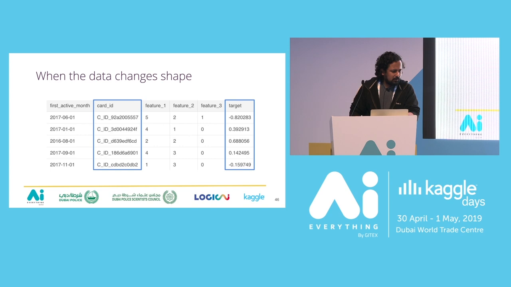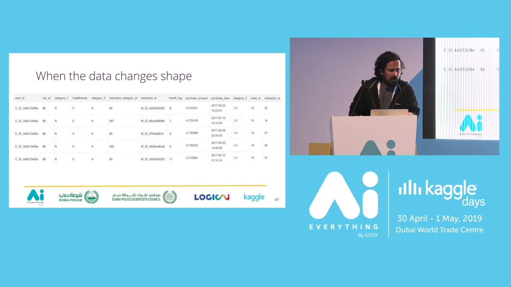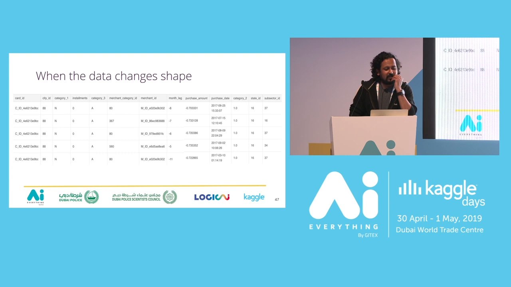This is another table that you're provided with. Now you can see the card ID column has the same values. Well, not the same. I'm showing only the first five rows, but it means every card ID has a different number of data points. And then you have other features like purchase amount, purchase date, state ID.